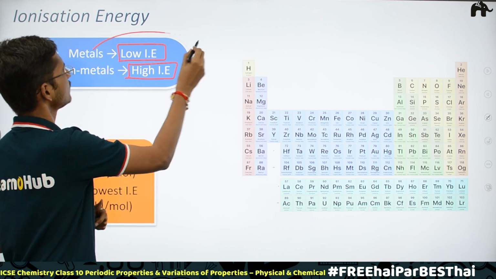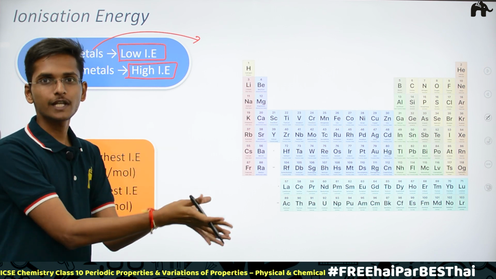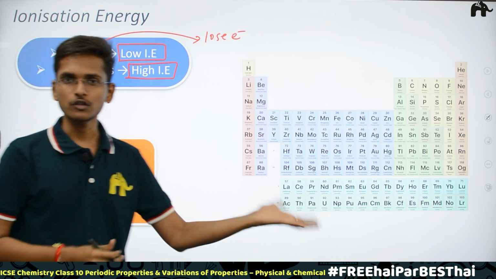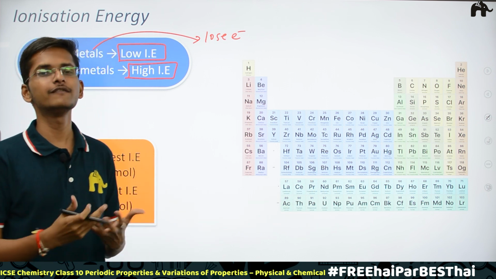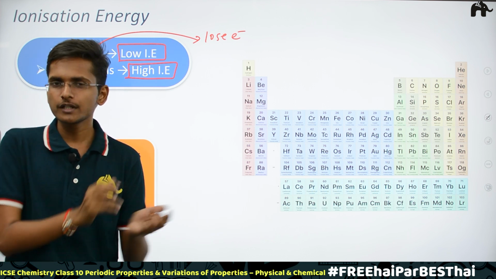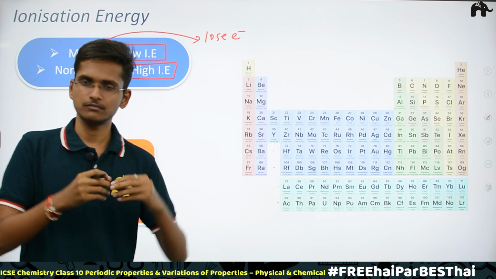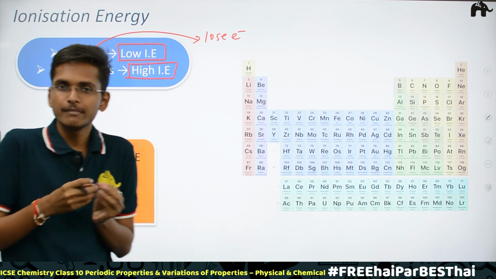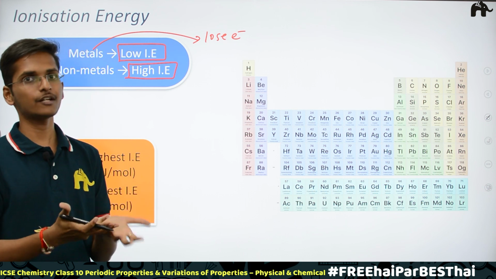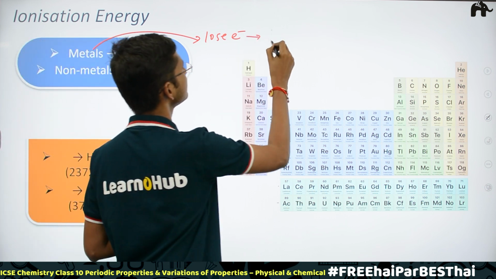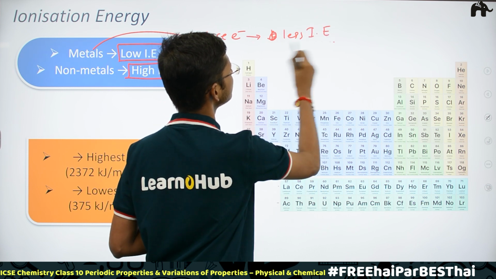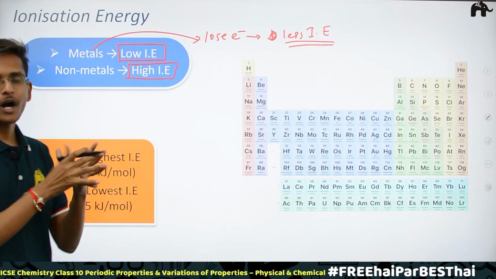We all know that metals have a tendency to lose electrons, right? If they have a tendency to lose electrons, which means they are readily willing to give up electrons, then a very small amount of energy would do the work. If we apply very little energy, the electron can be easily removed because metals are willing to give the electrons. So very little energy means less ionization energy is required. That's why we say that metals have low ionization energy.